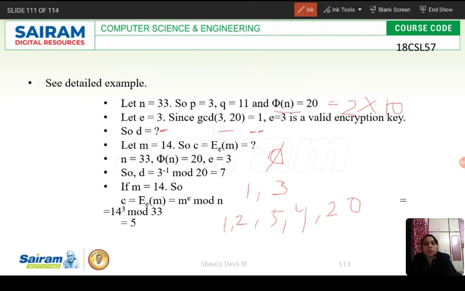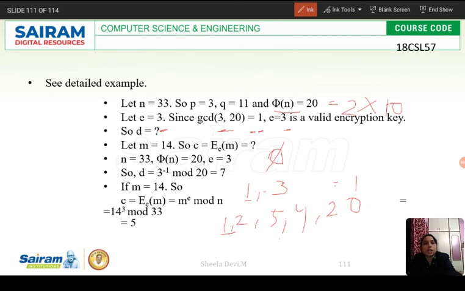So which is the common divisor here? Only 1 is the common divisor, and the greatest common divisor is the same, 1. So we have to select the value of E in such a way that GCD of E comma 20 is equal to 1. Okay, that is done. So E is defined. Next we have to calculate D.